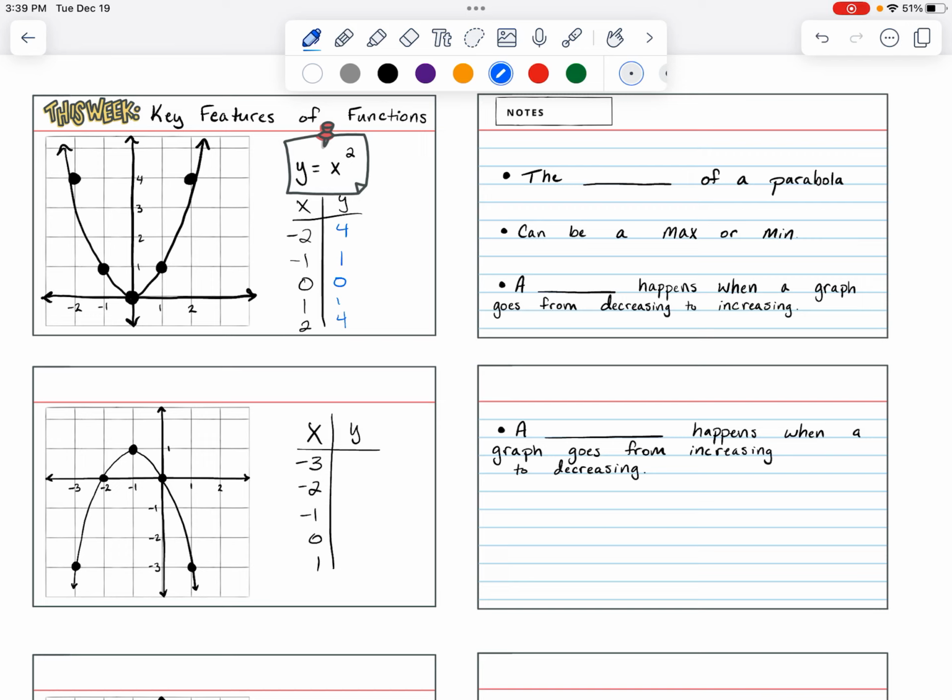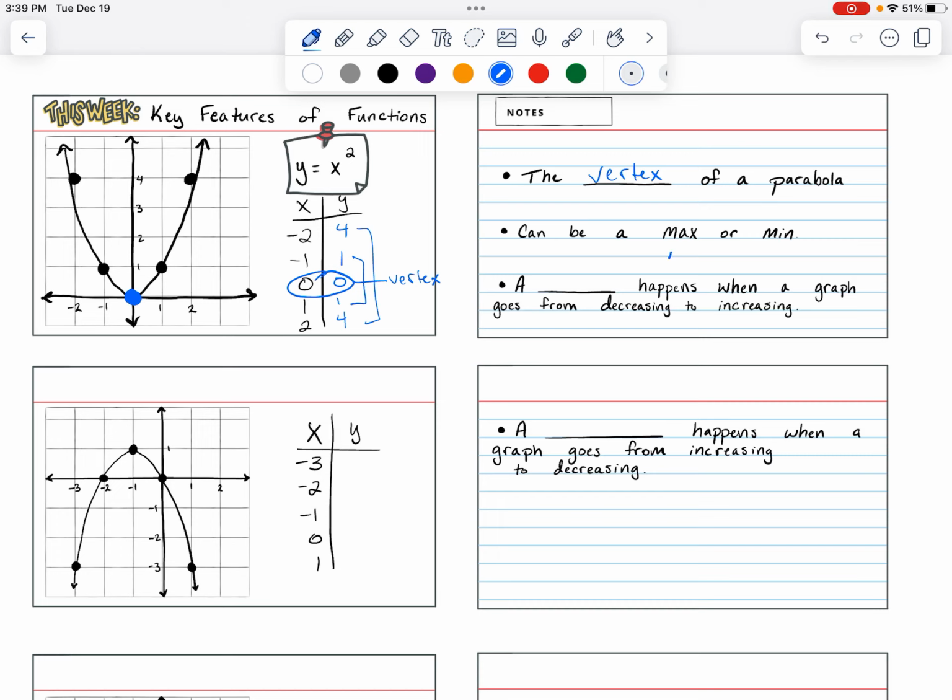Some vocabulary for us to know. The vertex of the parabola is this point where you see how our numbers repeat here. The vertex is right in the middle. So the vertex of the parabola is the point that has the symmetry between both sides of our parabola. There's our vertex there. It just happens to be at the point 0, 0.